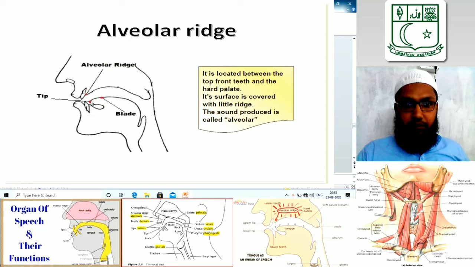This is the tip of the tongue, blade of the tongue, and alveolar ridge. This is the alveolar ridge. It is located between the top front teeth and the hard palate. Its surface is covered with little ridges. The sound produced is called alveolar.